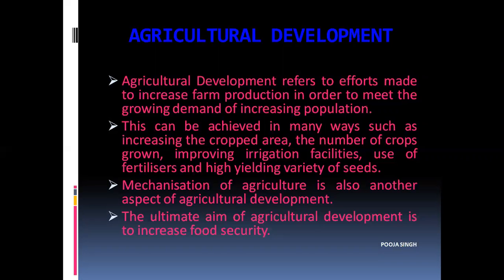Mechanization of agriculture is also another aspect of agricultural development. The ultimate aim of agricultural development is to increase food security.